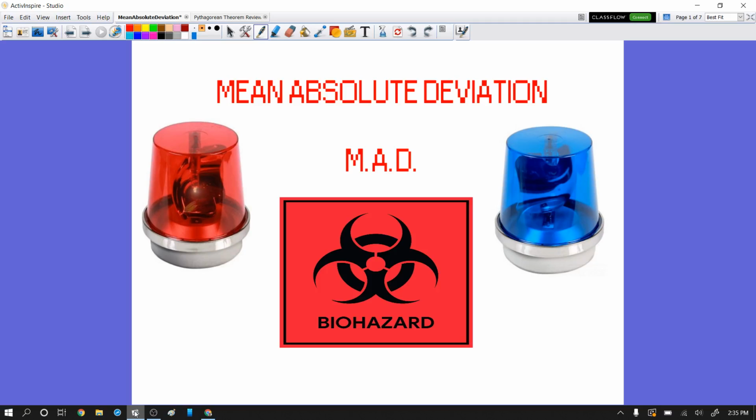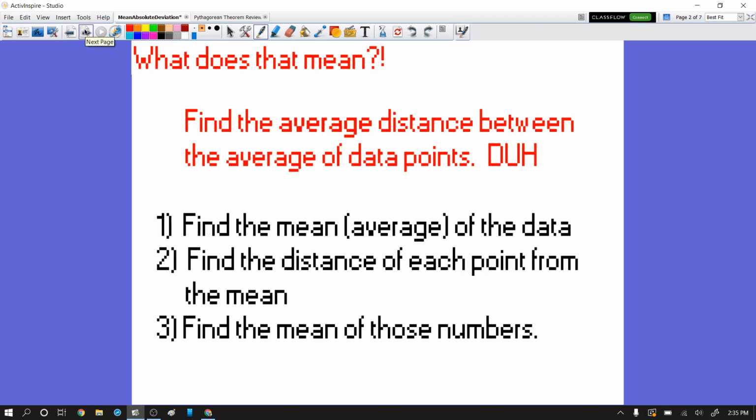Mean absolute deviation. MAD. Biohazard. Yeah, some weird stuff. It's not the end of the world, though. It just sounds ridiculous. So, I mean, what does it mean?